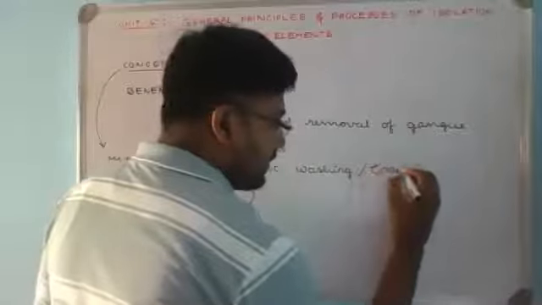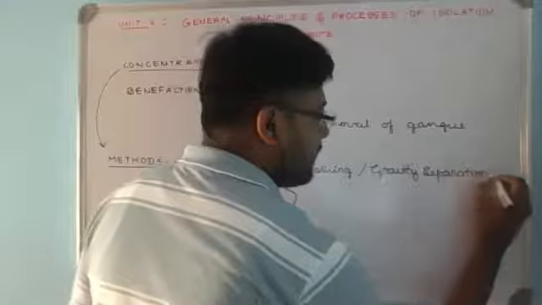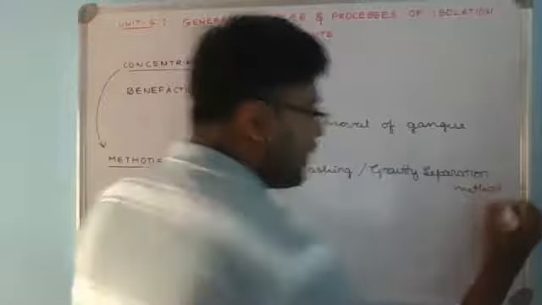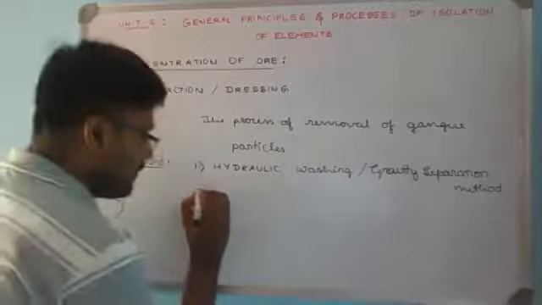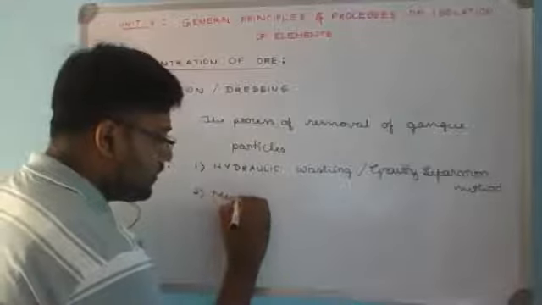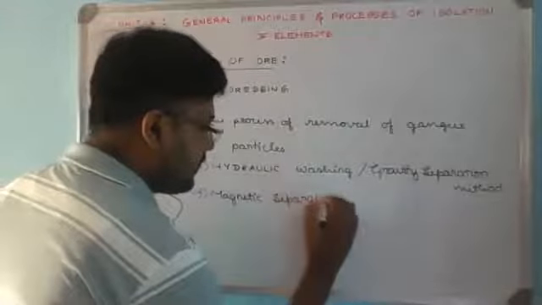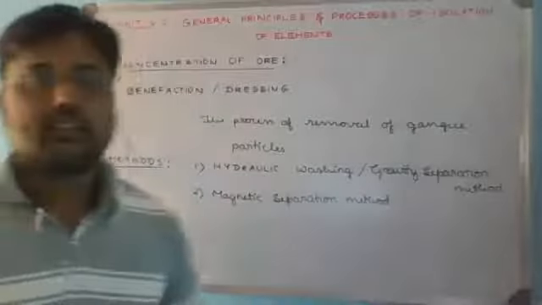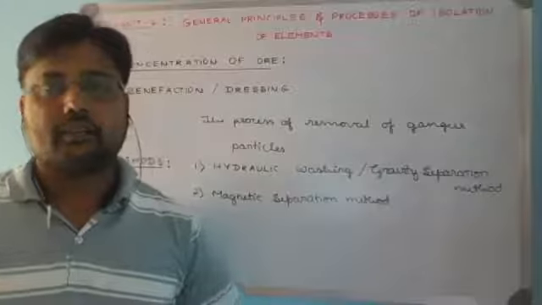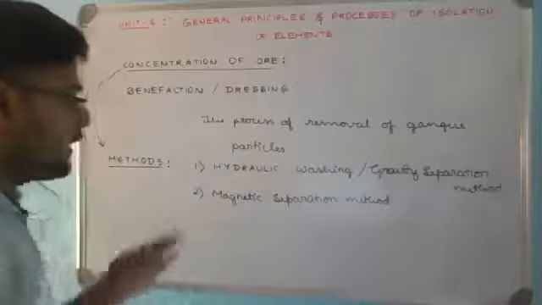Hydraulic washing is also referred to as the gravity separation method. The second one is the magnetic separation method. Either the ore particles or the gangue particles, if any one of them is a magnetic substance, then the method will be useful for concentration of ore by magnetic separation.